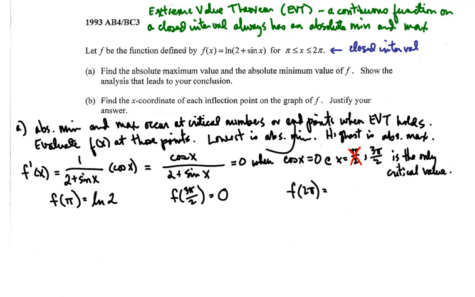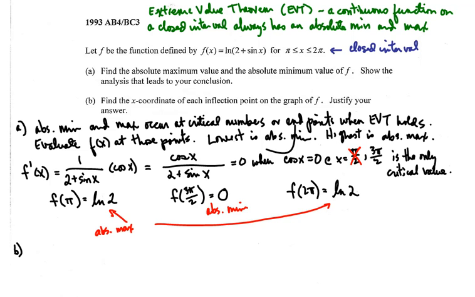At 2 pi, sine of 2 pi is 0, 2 plus 0 is 2, and natural log of 2 gives us natural log of 2. Now again, we're not asked for the coordinates here, we are only asked for the absolute maximum value and the absolute minimum value of the function. The absolute maximum value is natural log of 2, the absolute minimum value is 0. And that completes part A.